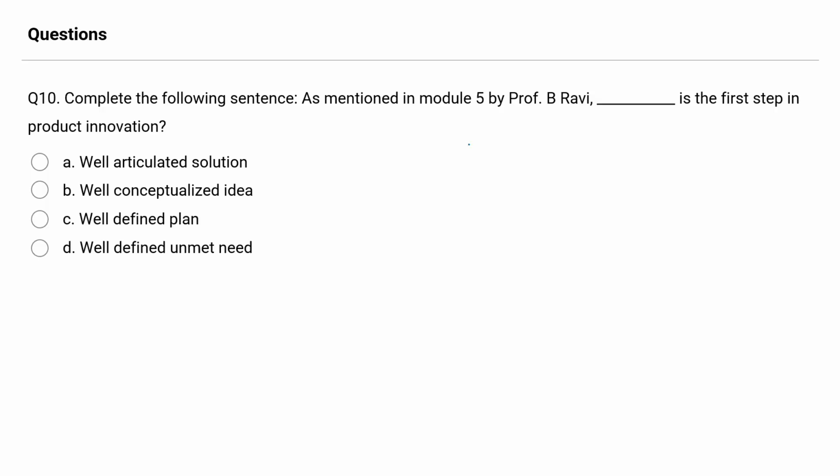So as mentioned in Module 5 by Professor B. Ravi, dash is the first step in product innovation. The options are a well articulated solution, a well conceptualized idea, a well defined plan, and a well defined unmet need. Only one of these responses is correct. And you need to tell what is the first step in product innovation. What is step one in product innovation?